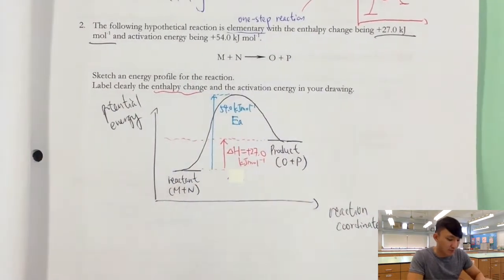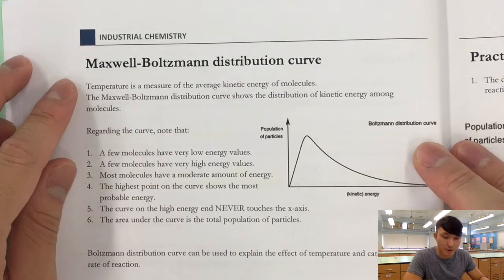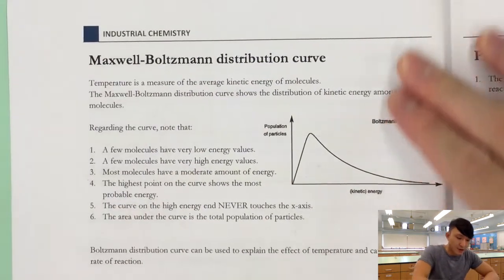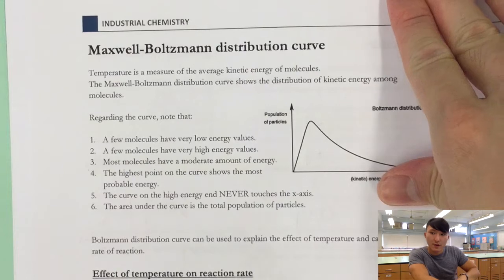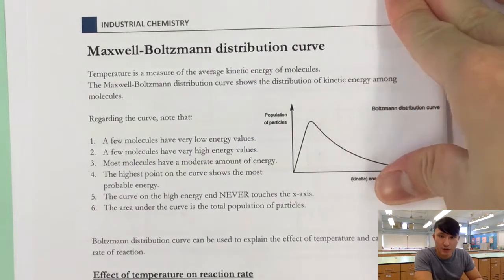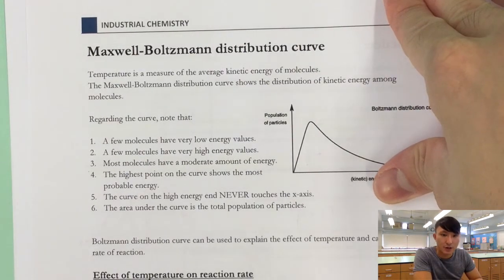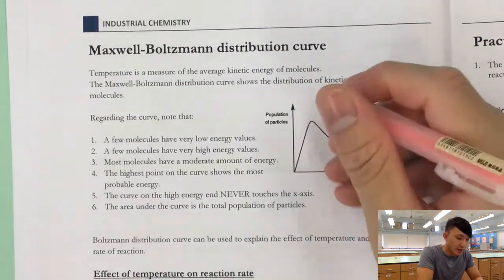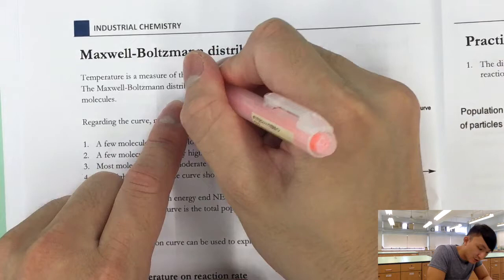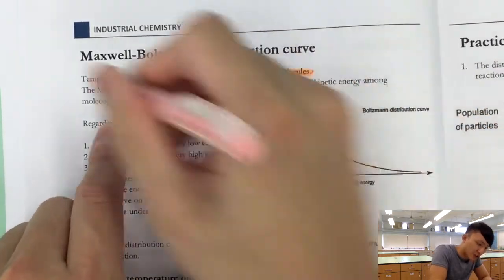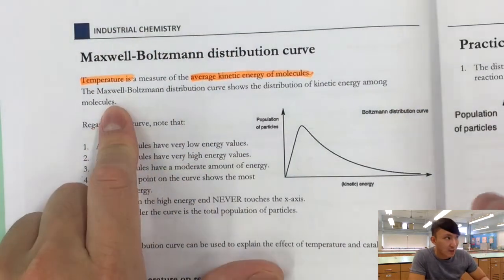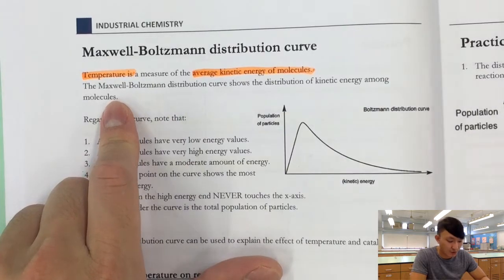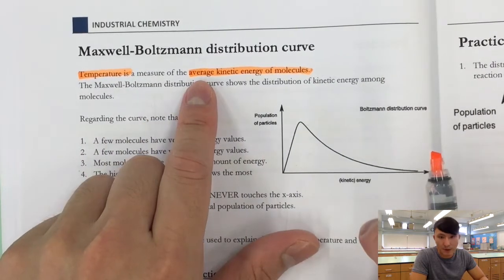Now, next page. Maxwell-Boltzmann distribution curve. Now, first of all, we want to talk about how temperature affects the rate of reaction. So you know, first of all, temperature is the average kinetic energy of molecules. So make sure you know the definition of temperature first. We are talking about average kinetic energy of molecules. Now you notice that we are talking about average.